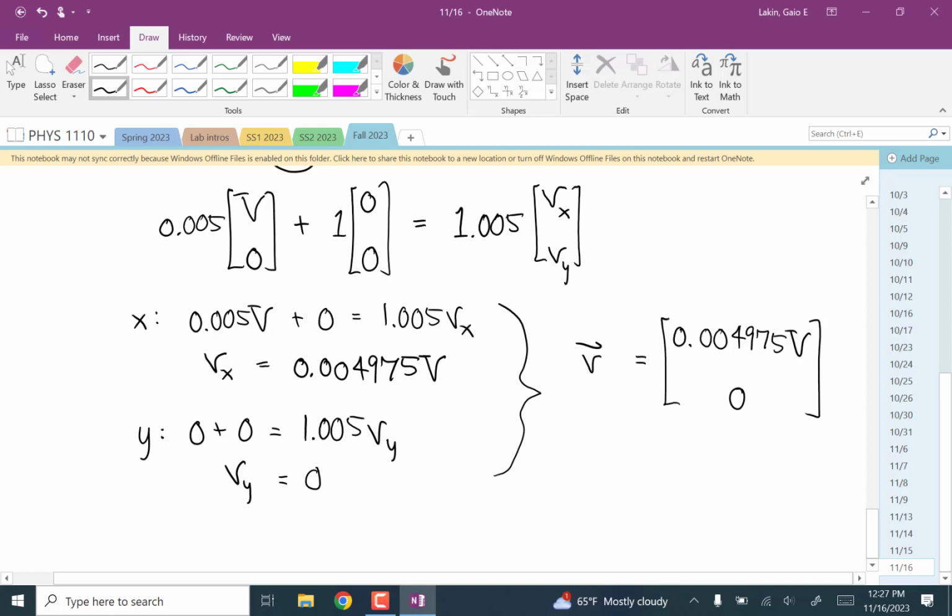So right after the collision, this thing has a speed that's 0.4975% of the speed of the bullet. You know, it's moving much slower now because this very light thing collided with this very heavy thing. So now that we know the speed of the whole thing, we can use conservation of mechanical energy to see how high it swings. Okay?